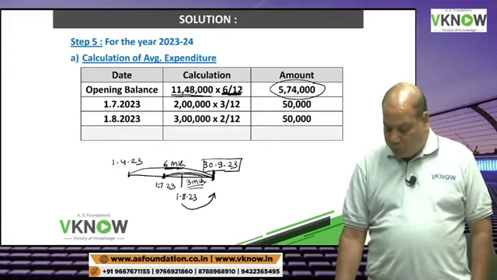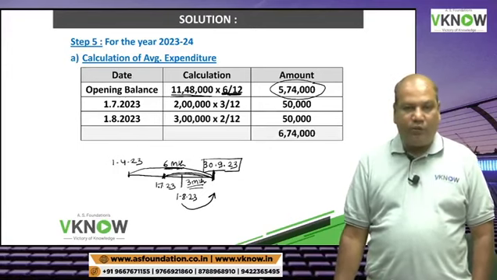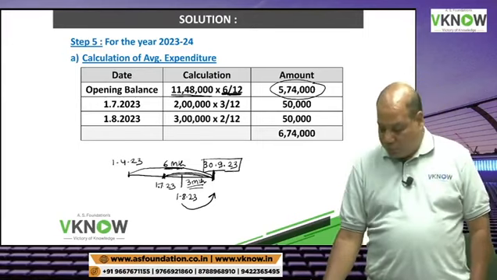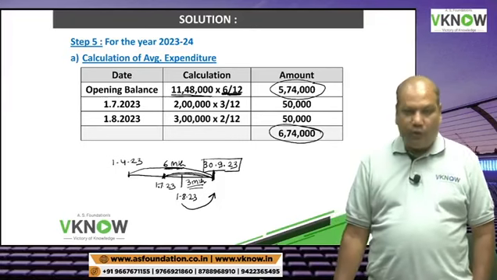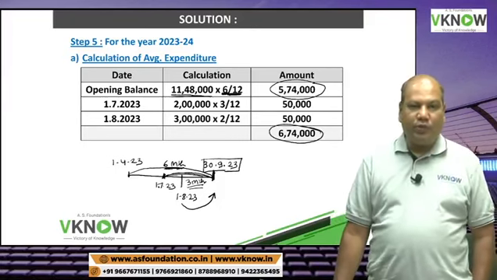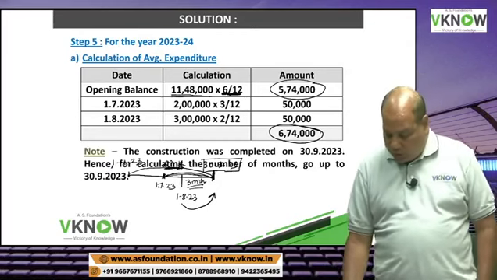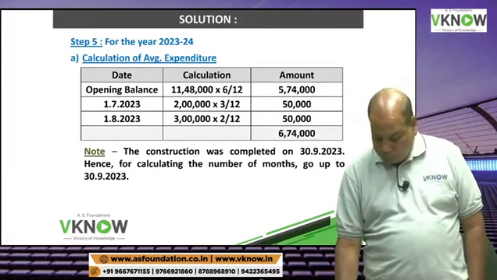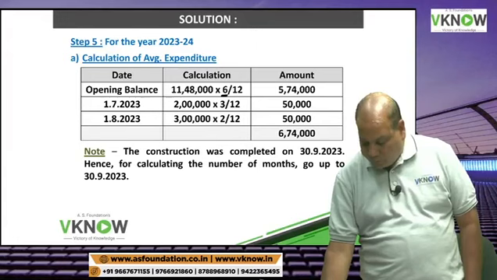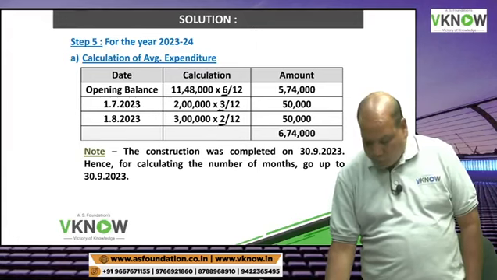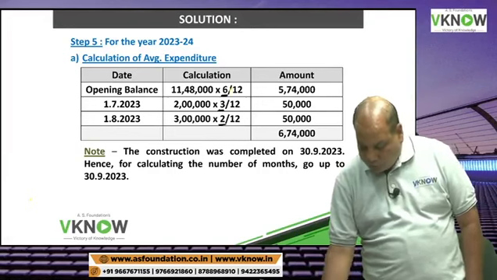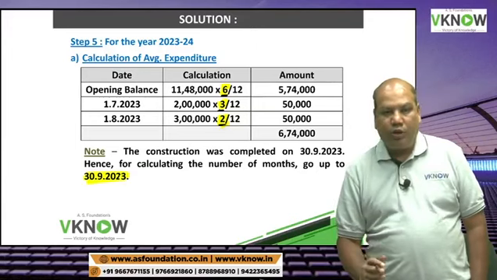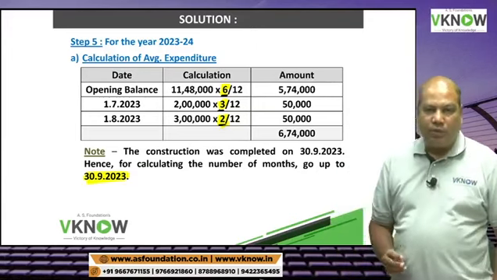So the total average expenditure for this year is 6,74,000. That is my average expenditure. Many times the student will wonder why we have taken 6 months, 3 months, 2 months. So for the benefit of such student, as the work got over on 30th September, our calculation will be only up to 30th September 23.